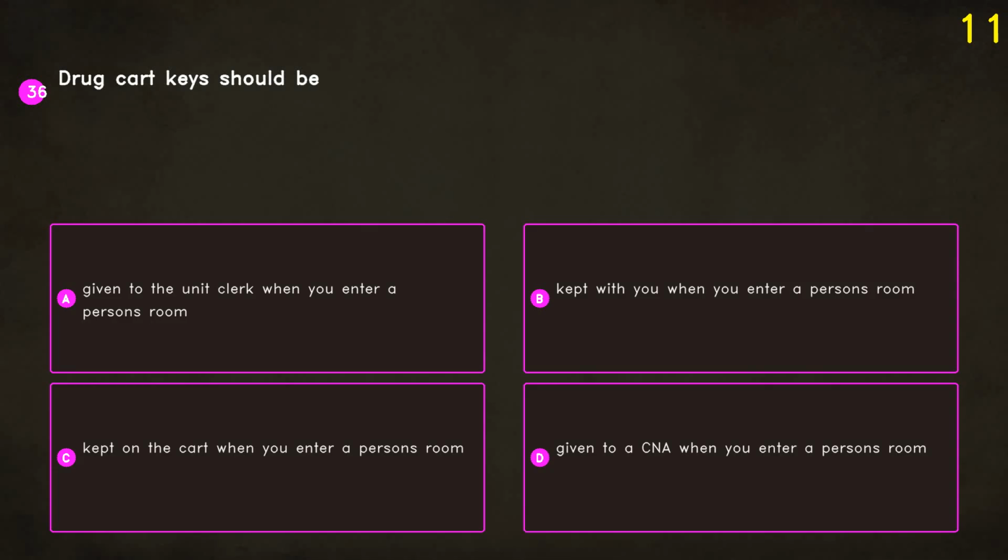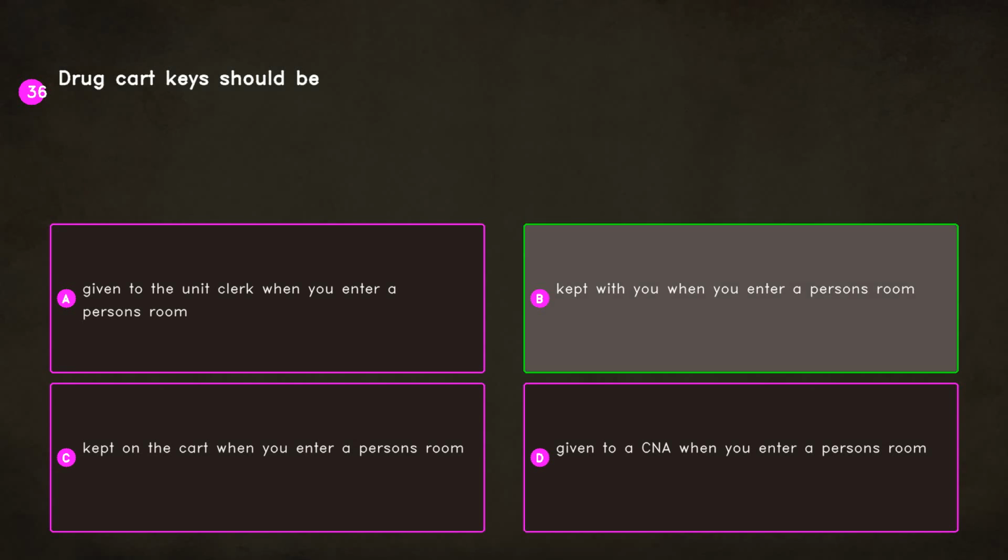Question 36. Drug cart keys should be A. Given to the unit clerk when you enter a person's room. B. Kept with you when you enter a person's room. C. Kept on the cart when you enter a person's room. D. Given to a CNA when you enter a person's room. The correct answer is kept with you when you enter a person's room.